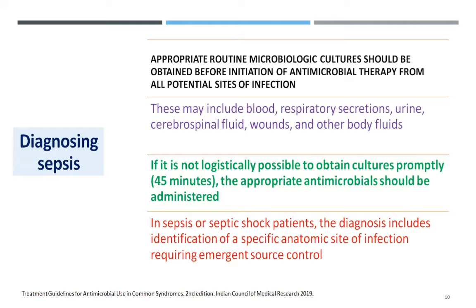If it is not logistically possible to obtain cultures promptly, say within about 45 minutes, then appropriate empirical antimicrobial therapy should be administered. The empirical therapy should be based on the local antibiogram of the healthcare setting, or as per the hospital antibiotic policy. In sepsis or septic shock patients, the diagnosis includes identification of a specific anatomic site of infection, which requires emergent source control. This is very important. Source control is the most important measure if you want to control this ongoing sepsis.